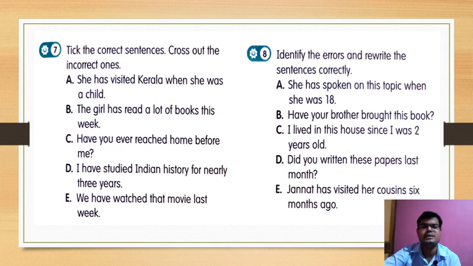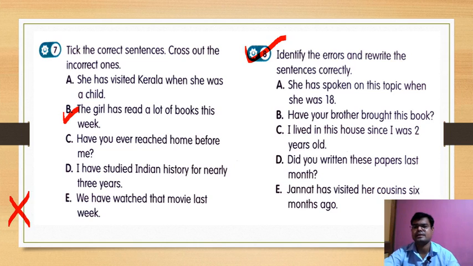She has visited Kerala when she was a child. No, she had visited. Okay. Second, the girl has read a lot of books this week. The girl has read. So it's correct. Where it is incorrect, you can just mark it like this as incorrect. Okay. Next, question number 8.